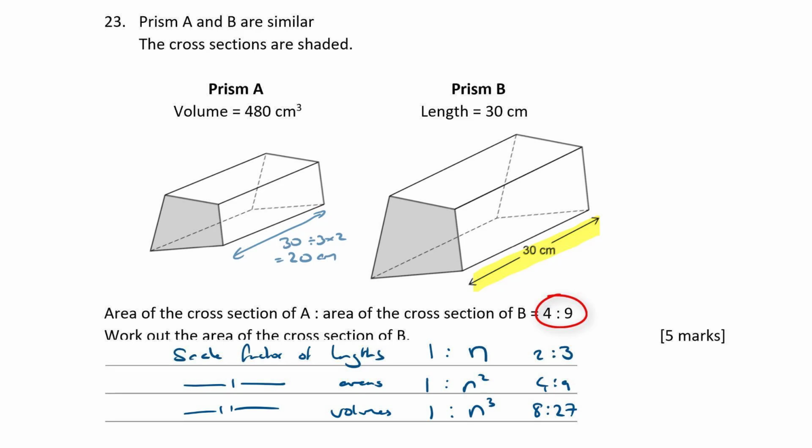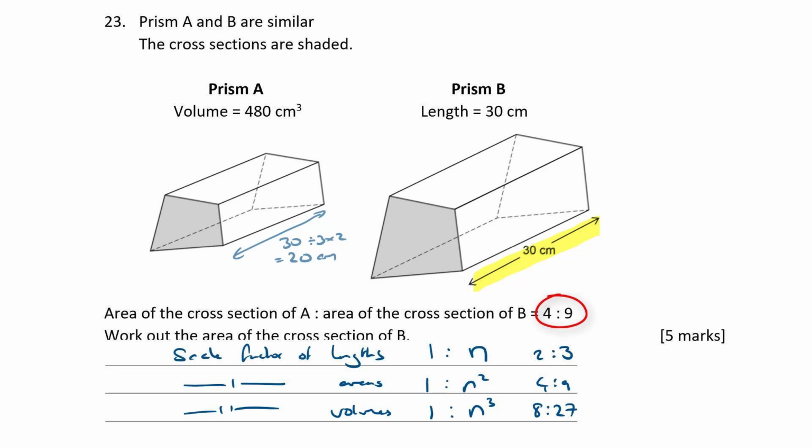We know that the volume of this shape is 480 centimeters cubed. So then the area of this cross section is going to be 480 divided by 20. So this area here is going to be 480 divided by 20, which is 24 centimeters squared.